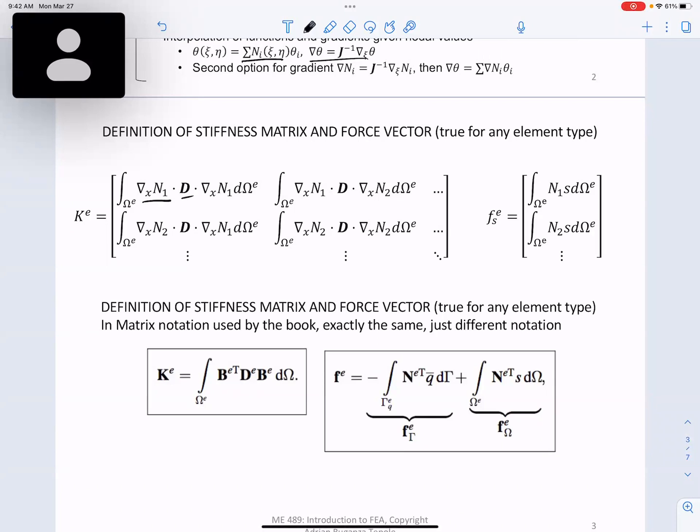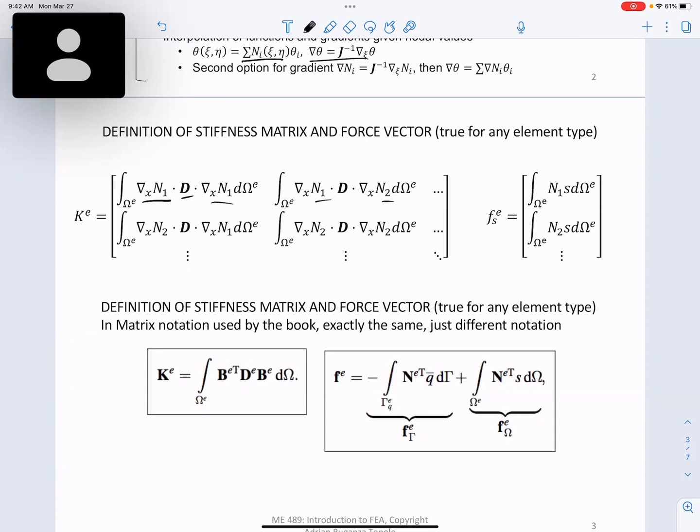If you have the matrix D times the gradient of shape function 1, you just have all combinations. So 1 dotted with 2. And here, what the size of your matrix is depends on how many nodes you have. If you have a triangle, then this is 3 by 3. If you have a quadrilateral, this is 4 by 4.